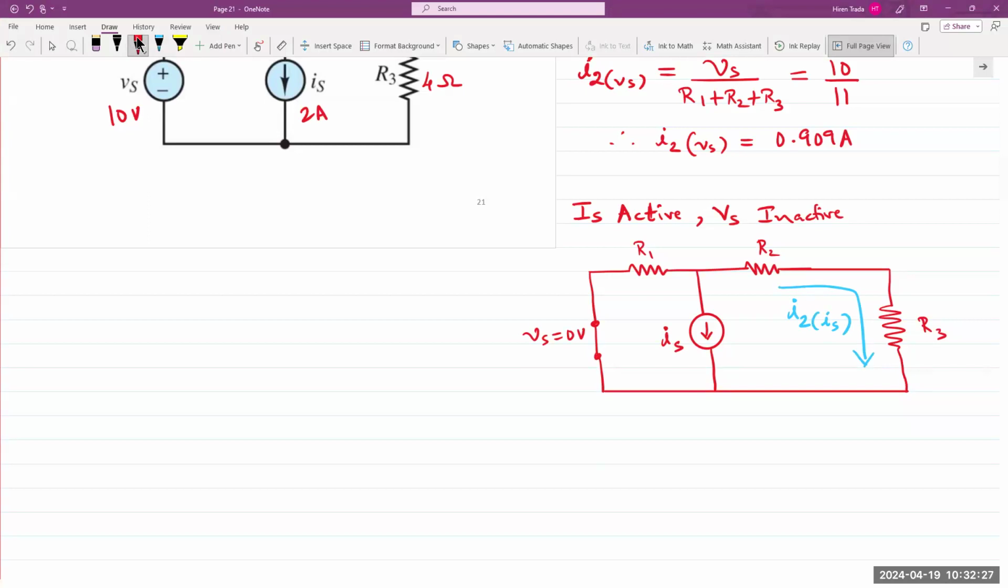Once you redraw the circuit, take 30 seconds. Let it sink in, and do not rush through things. Take 30 seconds, look at the circuit, and see how the circuit has changed.